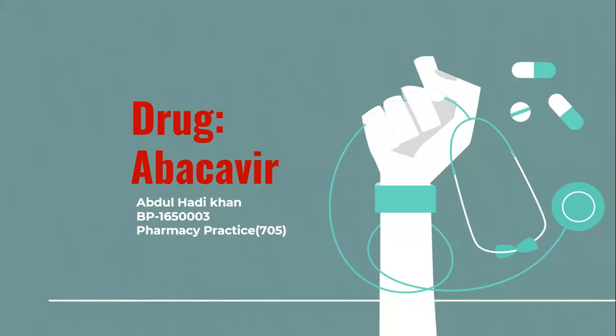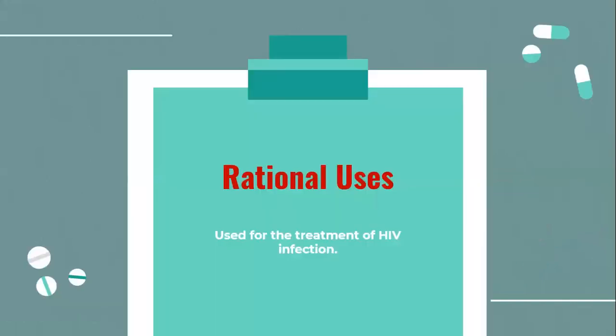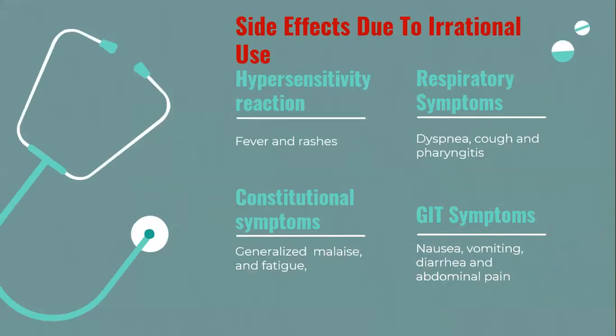The drug that has been assigned to me is Abacavir. The rational uses of this drug include its use for the treatment of HIV infection. The side effects include hypersensitivity reactions, which can be in the form of fever and rashes, some respiratory symptoms such as cough and pharyngitis, and some constitutional symptoms such as generalized malaise and fatigue. The GIT symptoms include nausea, vomiting, diarrhea, and abdominal pain.